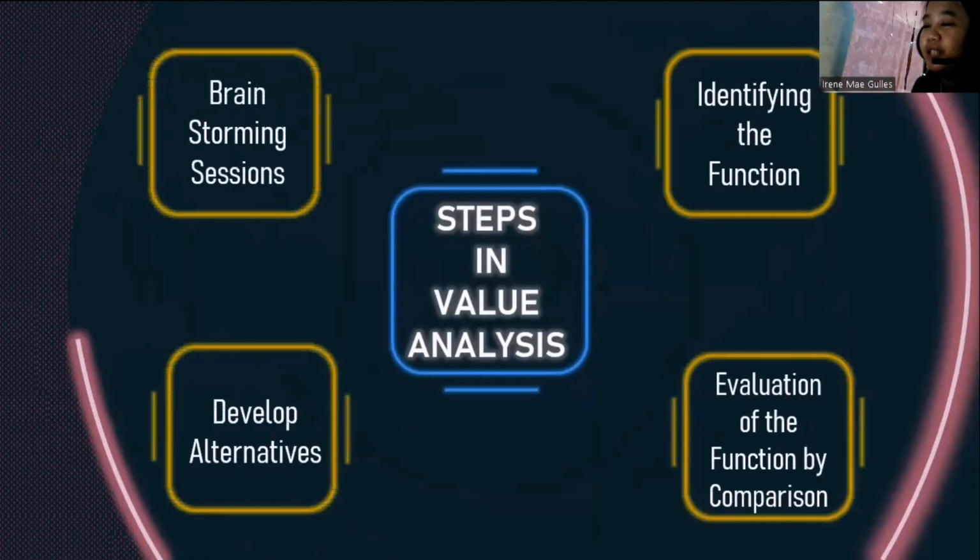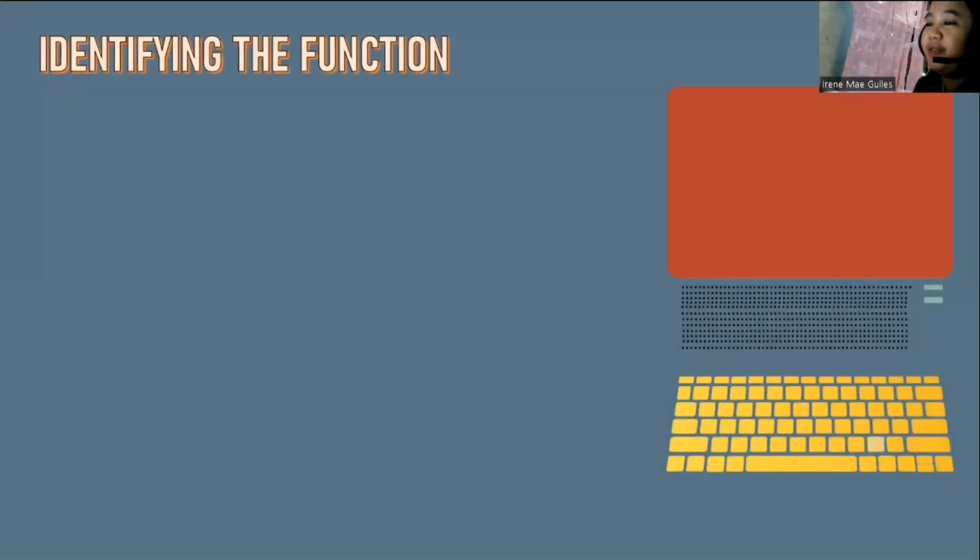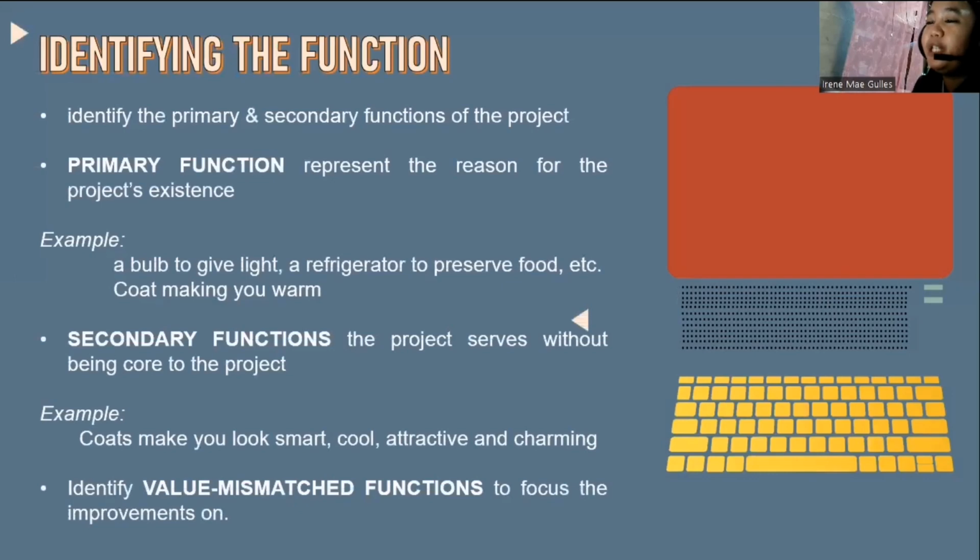The steps are define the function, evaluation of the function by comparison, develop alternatives, and brainstorming sessions. So first, let's discuss identifying the functions. Your team should be able to identify the primary and secondary functions of the project.